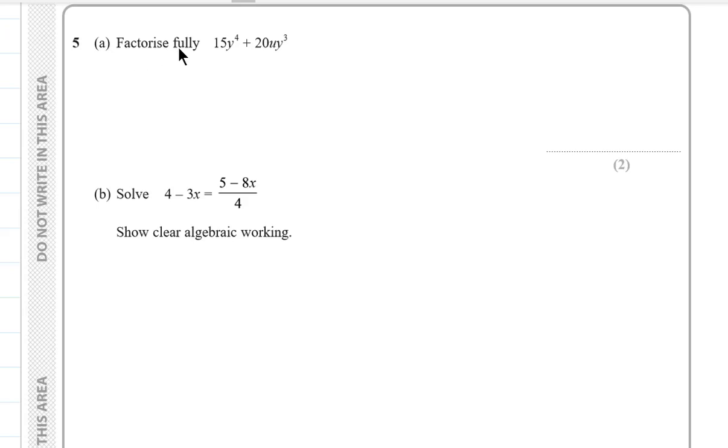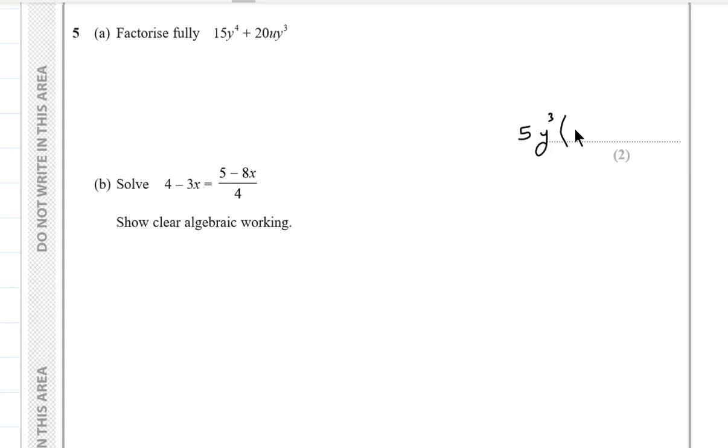Question 5a: factorize 15y^4 plus 20y^3. From 15 and 20 we have here 5 as a common factor, the highest common factor. From y^4 and y^3 we can take y^3 as a common factor and then open bracket. We have from the first term, after dividing, 3y, and then plus 20 over 5, 4, only 4. It's a very easy question.